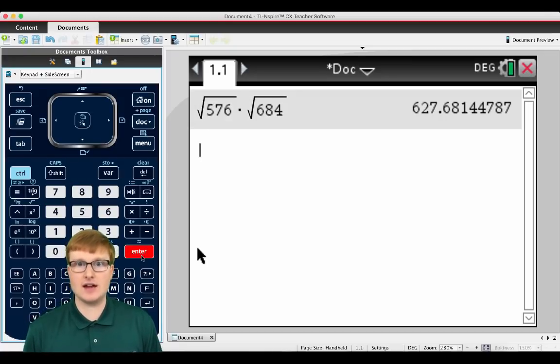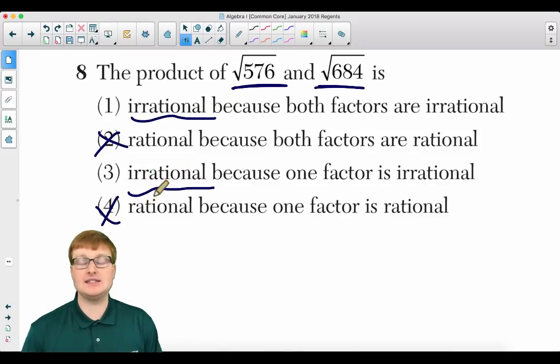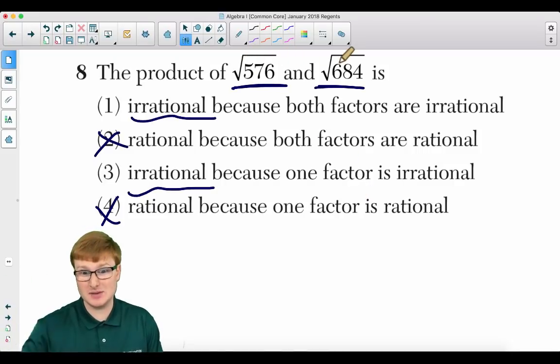Clearly, that is an irrational number. It is a non-terminating, non-repeating decimal. So your answer is going to be irrational. It's not going to be rational, but it's down to one of these answers. Is it because both factors are irrational or one factor is irrational? Well, type these in separately and see what they give you.